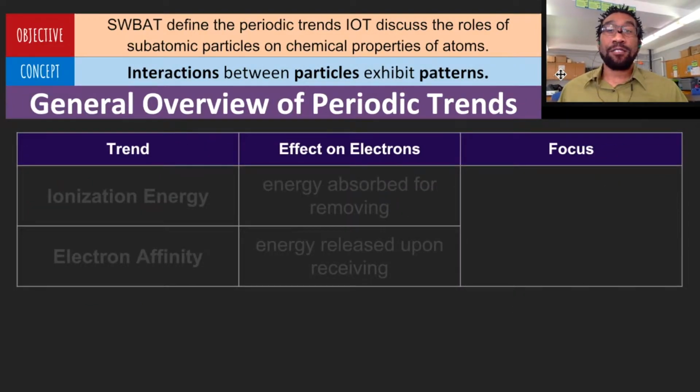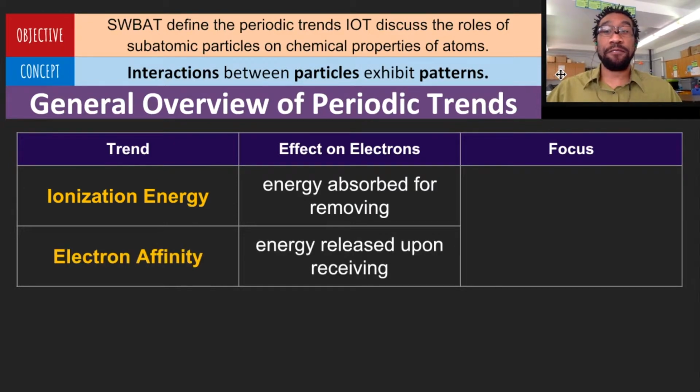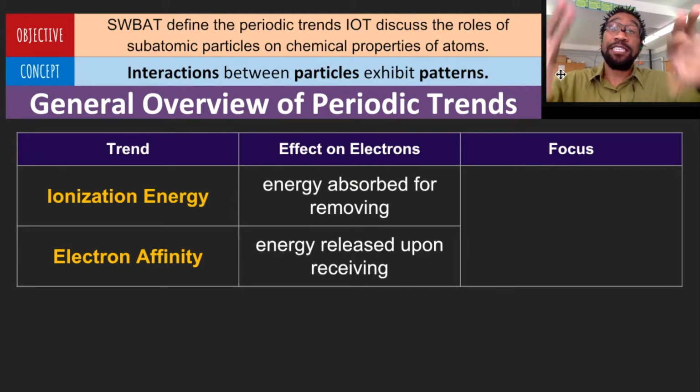So let's look at two periodic trends that I think have something in common. The first one is the ionization energy, and I just want to compare and contrast the two and keep it moving. Ionization energy is the energy absorbed for removing electrons. Ionization energy has a cousin, and her name is electron affinity. Electron affinity is the opposite of ionization energy, and it is the energy released upon receiving an electron. So you've got ionization energy, which is absorbed from trying to remove an electron, and then you've got electron affinity, which is the energy released upon receiving.